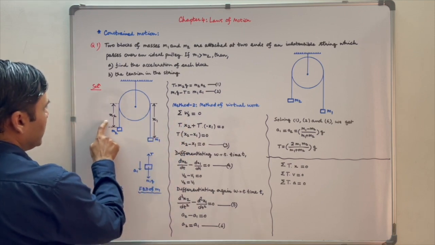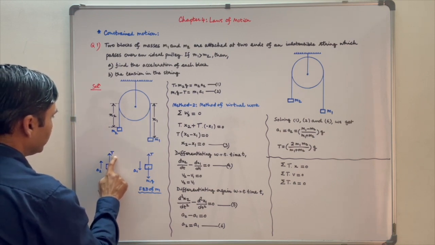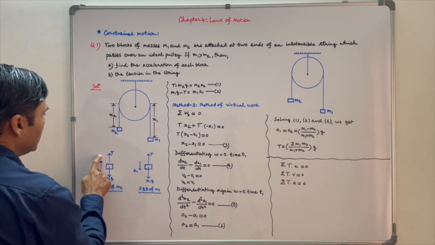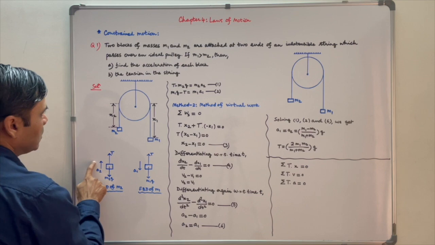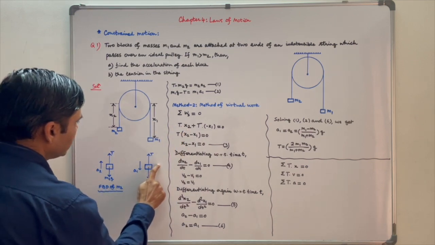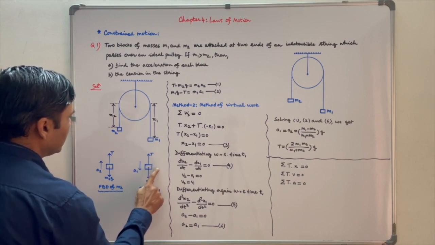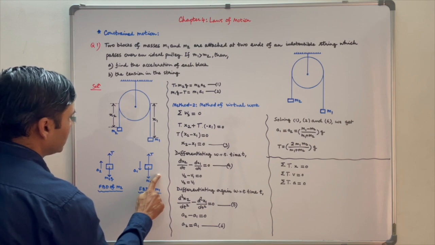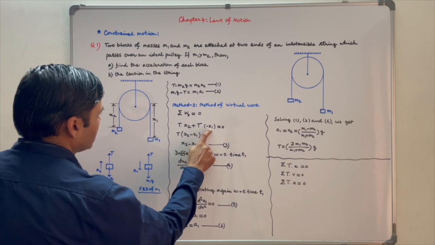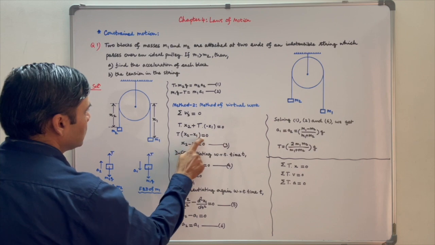Consider this scenario again. This block is moving upwards. Tension is also applied upwards. That means the applied force and its displacement are both in the same direction. So work done will be positive and it will be equal to T into x2. In case of block m1, tension is applied upwards and the block is moving downwards. That means the applied force and its displacement are in opposite directions. So work done will be negative. It will be equal to T into minus x1. Taking T common, it will be T into (x2 minus x1) is equal to 0.